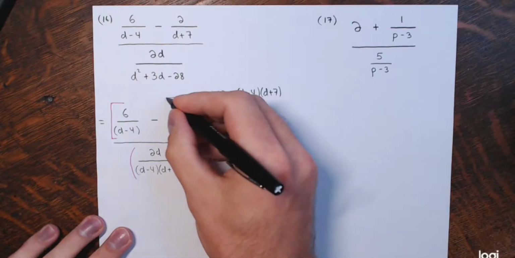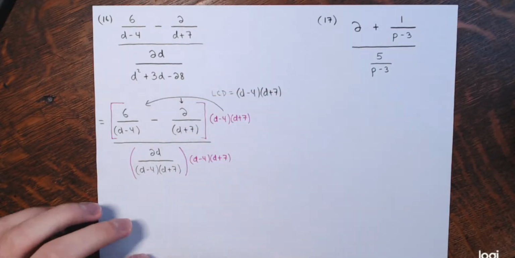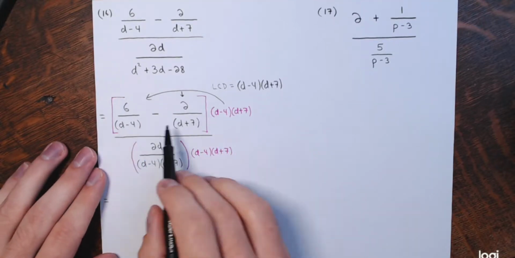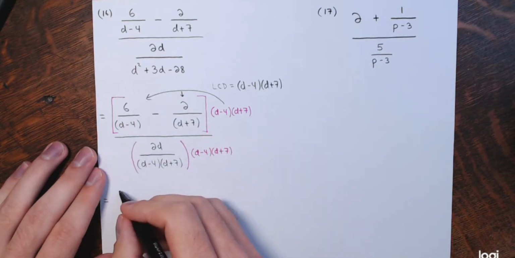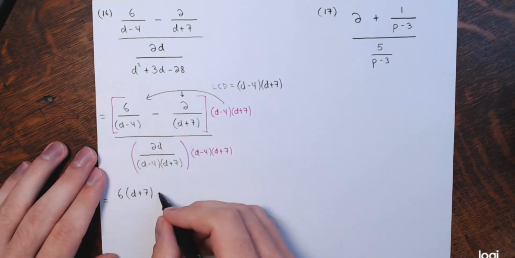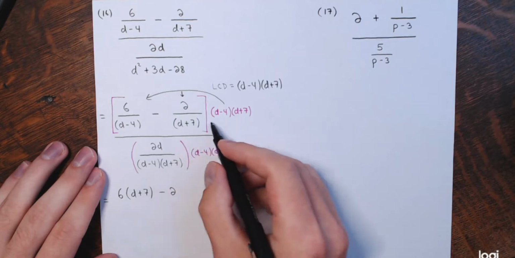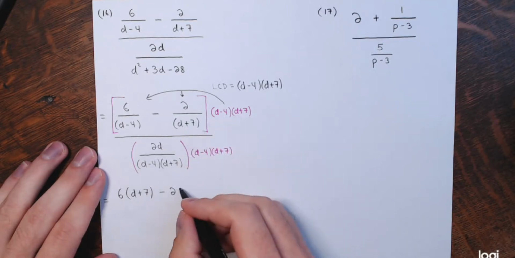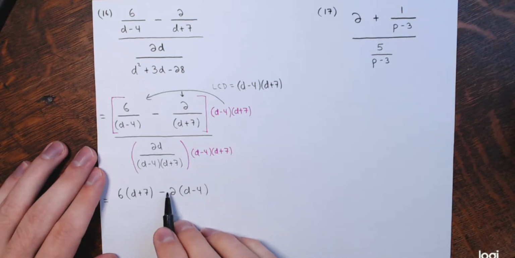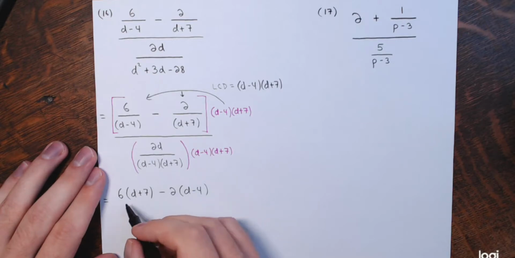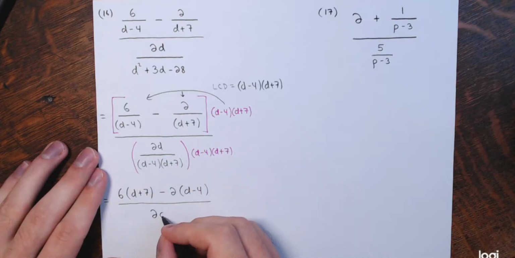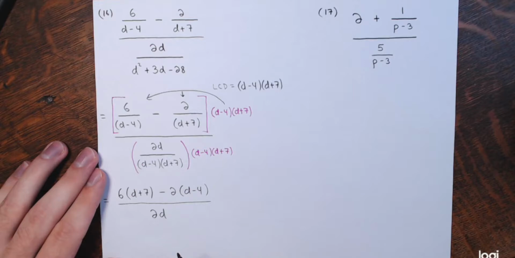Alright, so when I distribute the LCD to the two fractions, the two terms in the numerator, I'm left with the following, right? In the first term, d minus 4s would cancel. And I'd have 6 times the quantity d plus 7. Then we have minus 2 times the quantity d minus 4, right? Because in the next fraction, d plus 7 would cancel. I'd be left with the quantity d minus 4. And don't forget, we're going to be distributing the negative 2 here, not just the positive 2. And then the denominator would just be 2d. The d minus 4 and the d plus 7 would both cancel.